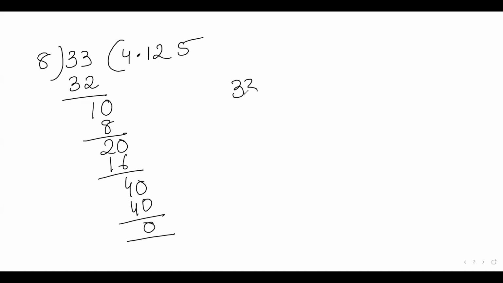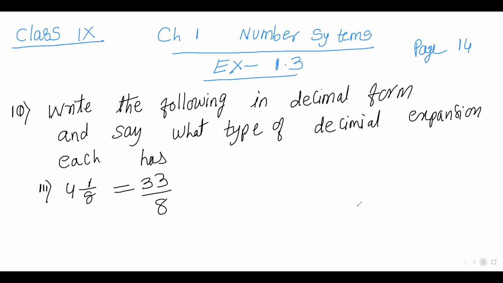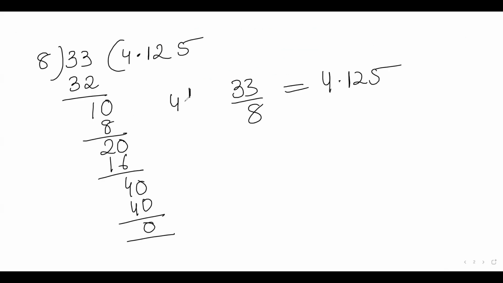Now 33 by 8 is nothing but 4.125. So 4 1 by 8 is 33 by 8 and the decimal form is 4.125. It is a terminating decimal form. Terminating.